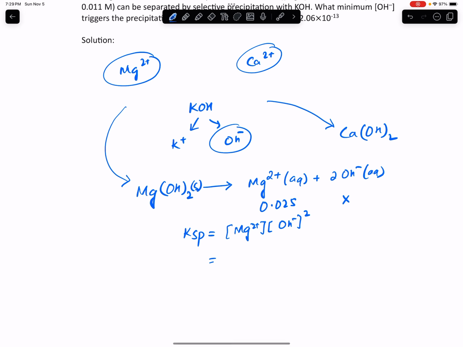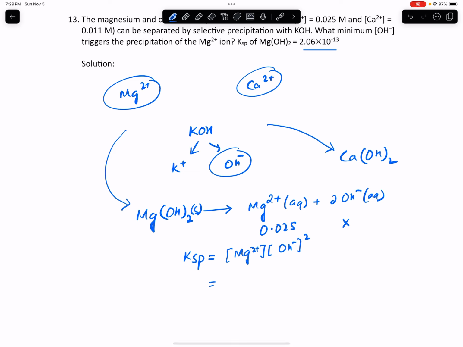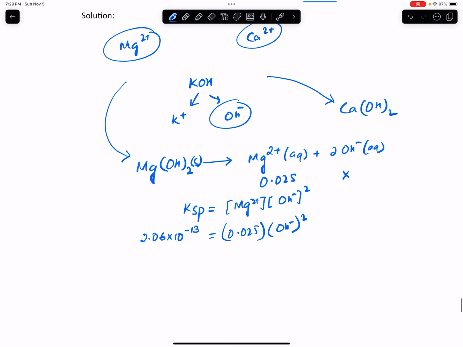Let's go ahead and plug those values in. KSP is given to us for Mg(OH)2, which is 2.06 times 10 to the negative 13, and that is equal to the Mg2+ concentration, 0.025, times the OH minus concentration squared. Then we just solve for the OH minus concentration: we take this amount, divide it by this, and then take the square root of it. The OH minus ion concentration ends up being 2.9 times 10 to the negative 6 molar.